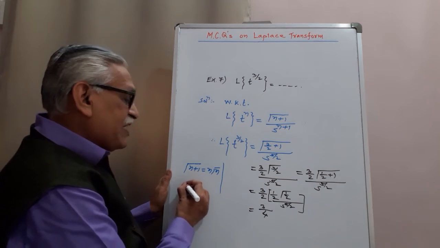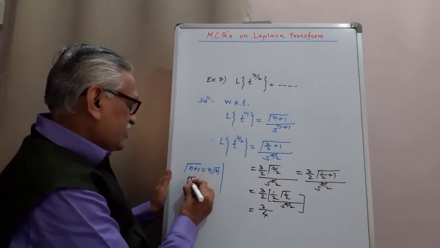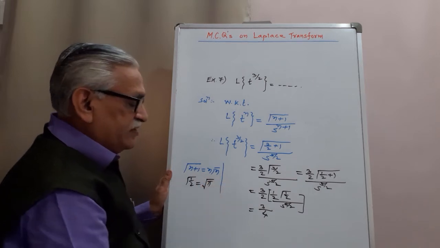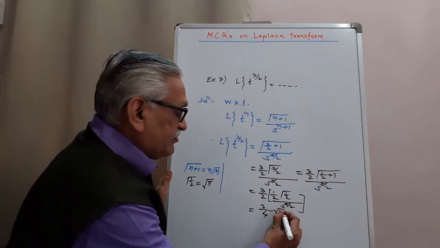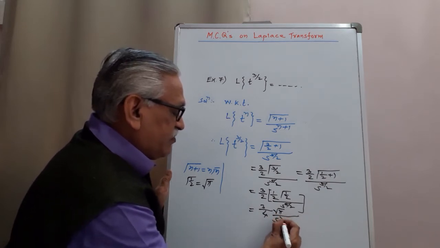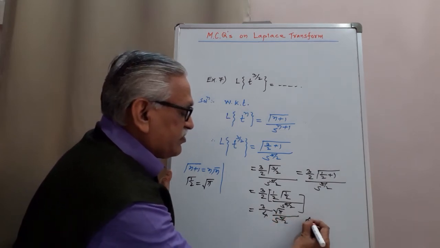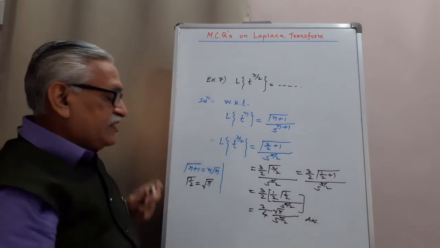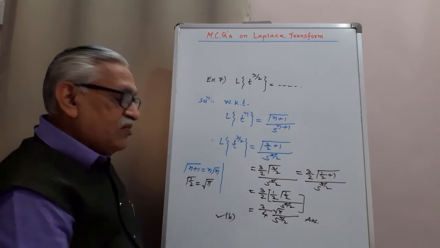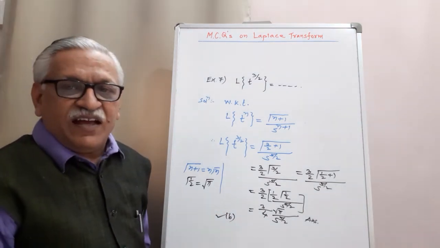We know that the value of gamma 1 by 2, a standard result from the gamma function, is root pi, and therefore it is root pi divided by s raised to 5 by 2 as the answer. 3 by 4 root pi divided by s raised to 5 by 2. Option B is the answer.